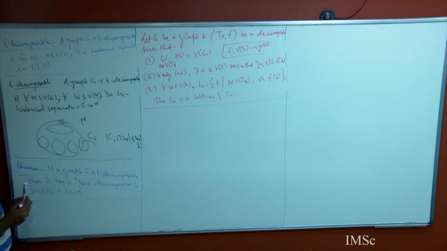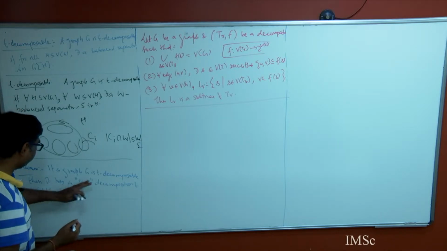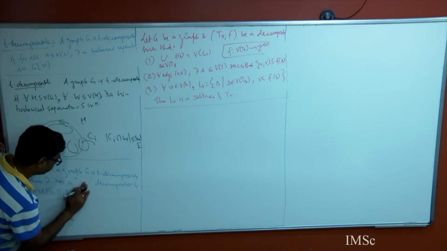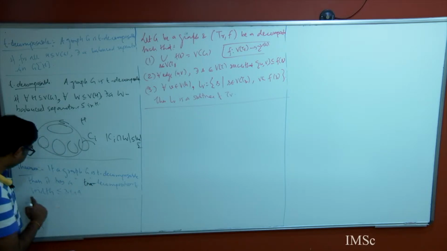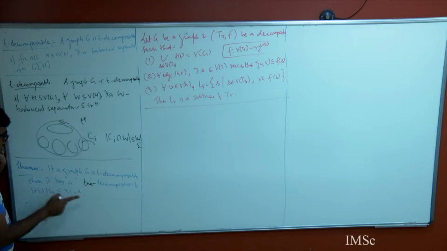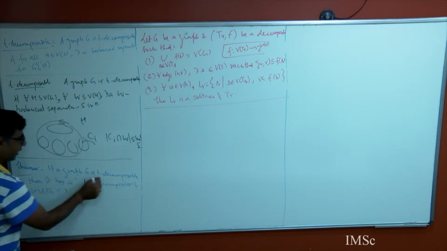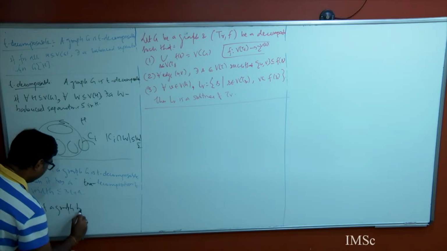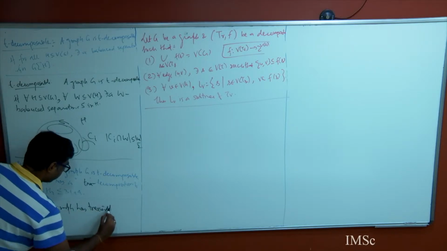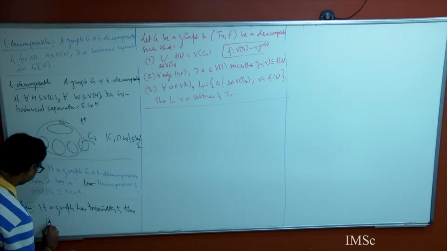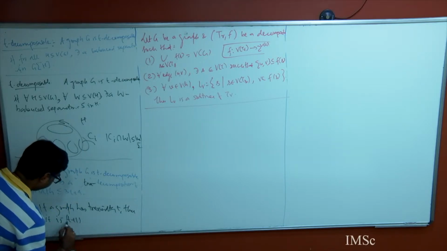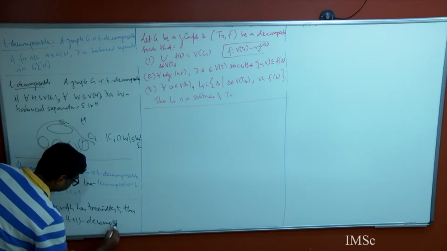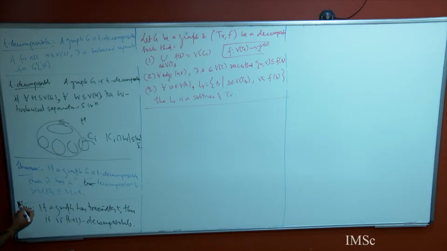And what did we show here? We actually showed two theorems. If a graph G is T decomposable, then it has a tree decomposition of width 3T plus 4. And we also proved a partial converse: if a graph G has tree width T, then it is T plus 1 decomposable. We proved this.